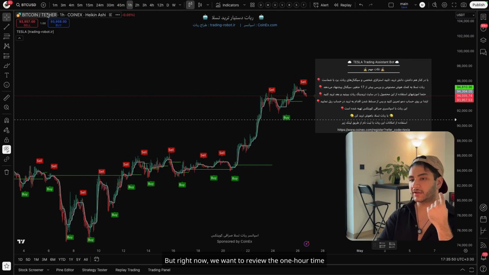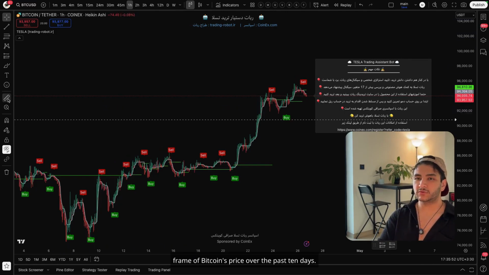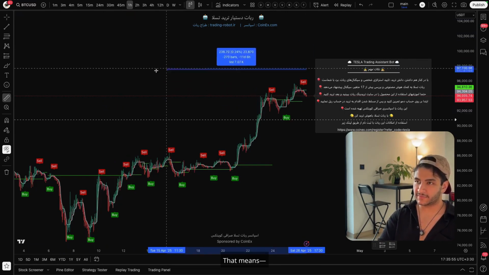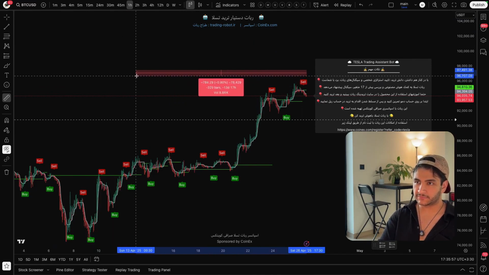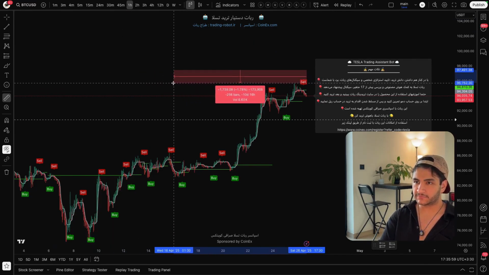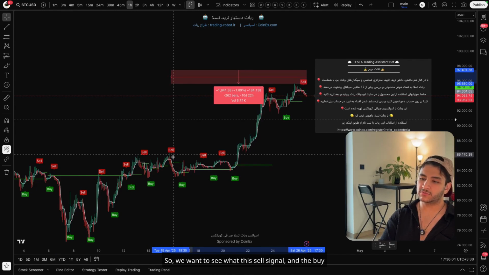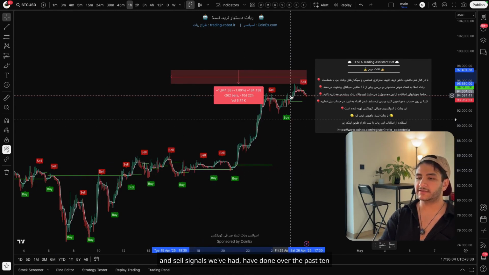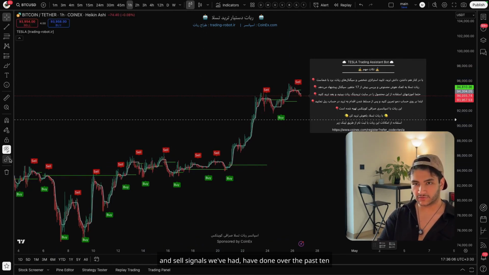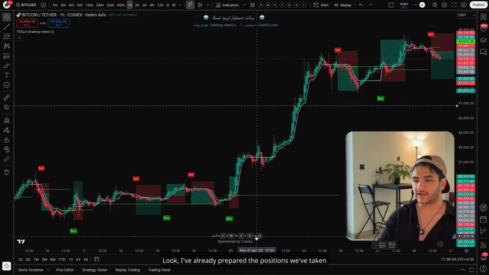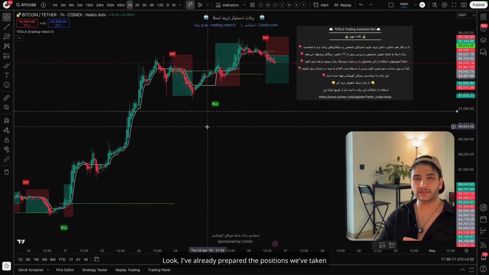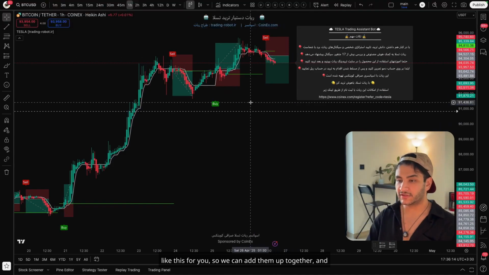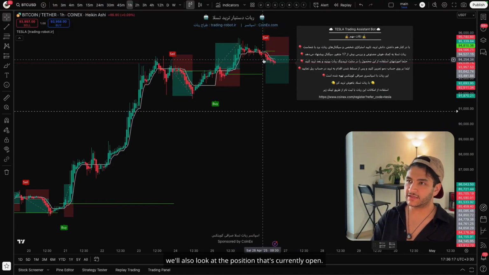But right now, we want to review the 1-hour time frame of Bitcoin's price over the past 10 days. So we want to see what this sell signal and the buy and sell signals we've had have done over the past 10 days. You see? Look, I've already prepared the positions we've taken like this for you so we can add them up together, and we'll also look at the position that's currently open.